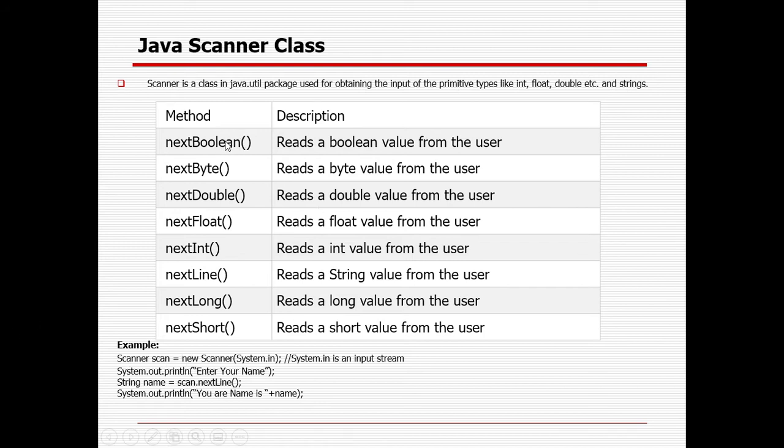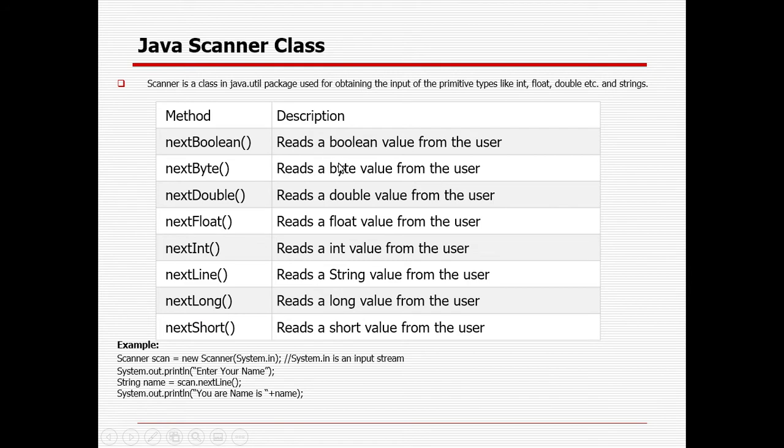For each and every data type, there will be a method name. For boolean, it will be nextBoolean. For byte, it will be nextByte. For double, it will be nextDouble, like that. And for string, it will be nextLine. You need to remember it, otherwise it is the same, based on the data type. If it is boolean, nextBoolean; byte, nextByte; double, nextDouble; integer, nextInt. But for string, it will be nextLine, and for short, it is nextShort, and for long, it is nextLong, right?